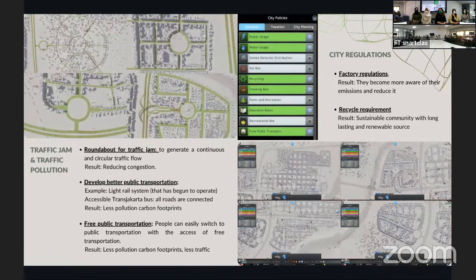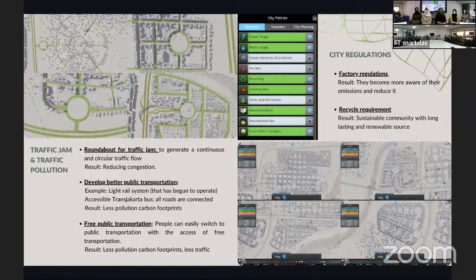Okay, so the next one, we have some solutions for the traffic jam and traffic pollution. Also, we apply some city regulations or city policies. So as you can see from the left map, which is the traffic jam map, the green line shows the roads are clear and smooth, but there's a little bit of orange. You just have a little bit of congestion, but it's not that bad.